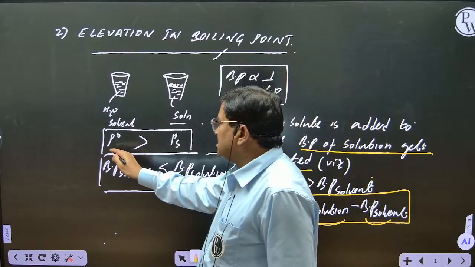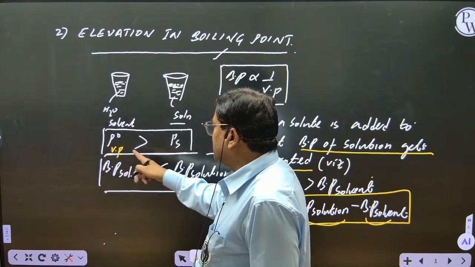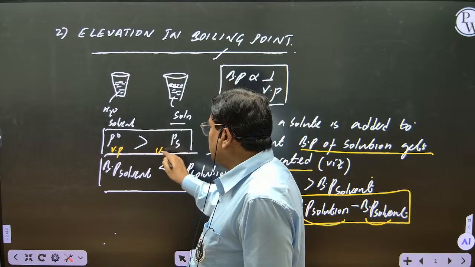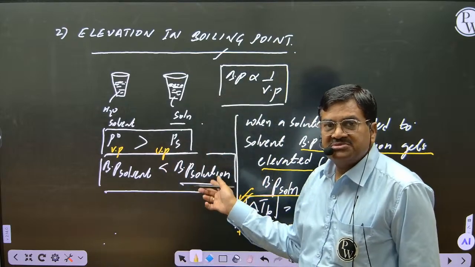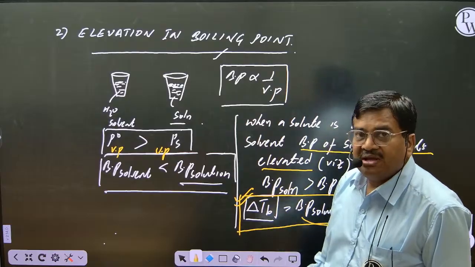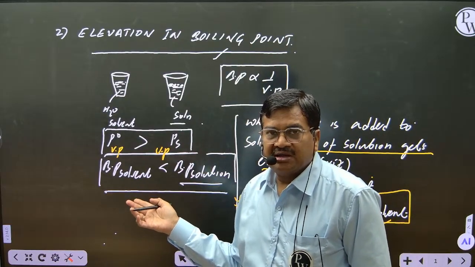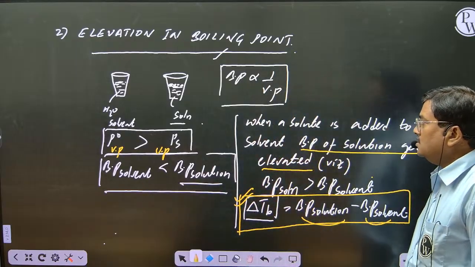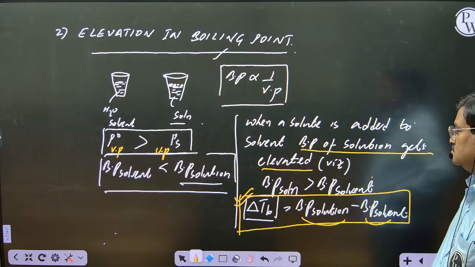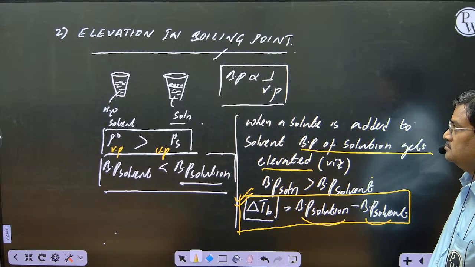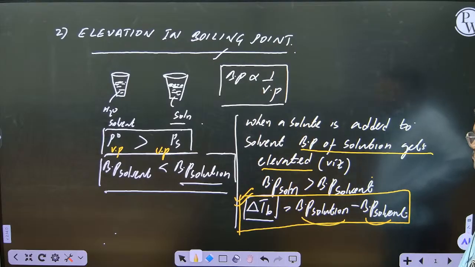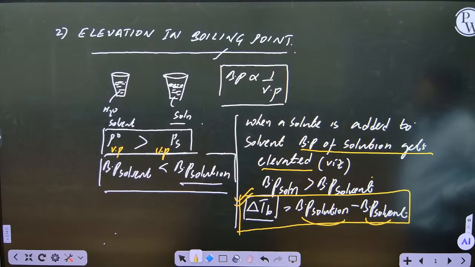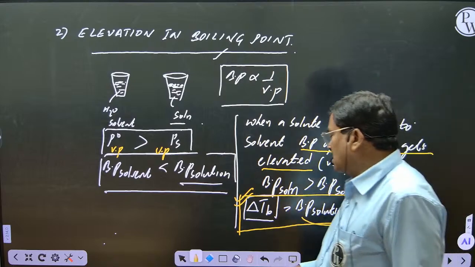This is what we discussed yesterday. This is vapor pressure. The vapor pressure of solvent comes more than the vapor pressure of solution, whereas boiling point comes opposite, since vapor pressure is inversely proportional to boiling point. Recollect this, we discussed in evaporation time. Copied all of you? Now observe here.